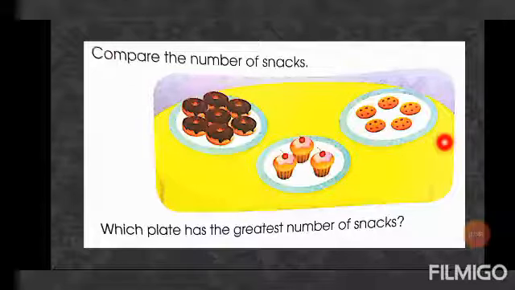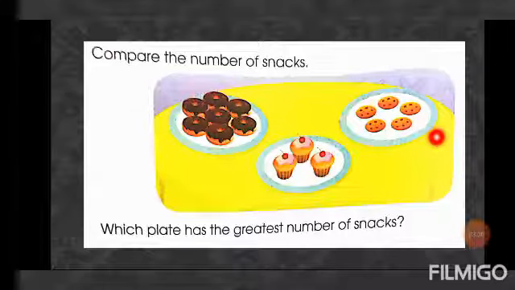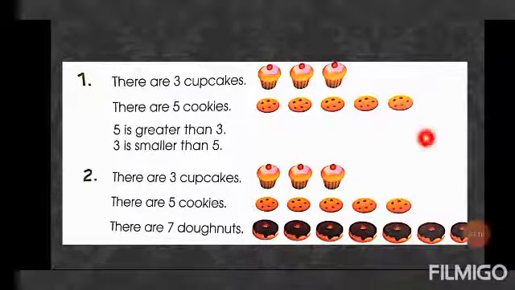What can you see here? Now look at here. Compare the number of snacks. Here is a table, and on the table we have 3 plates, and in each plate we have some snacks. These are the yummy snacks. Here we have donuts, cupcakes and the cookies. Which plate has the greatest number of the snacks? What is the greatest number? Greatest means the biggest number.